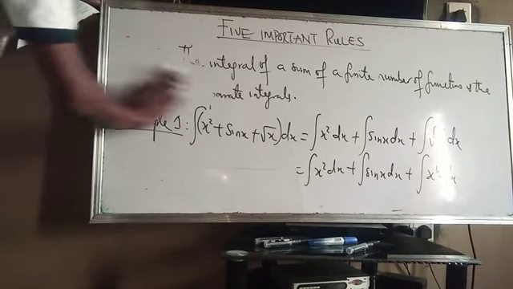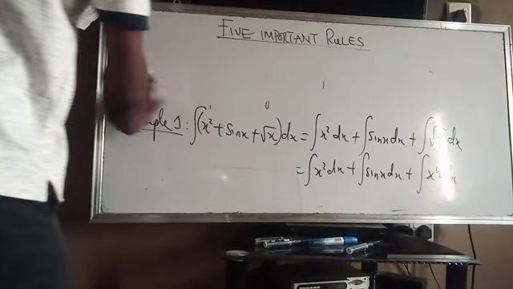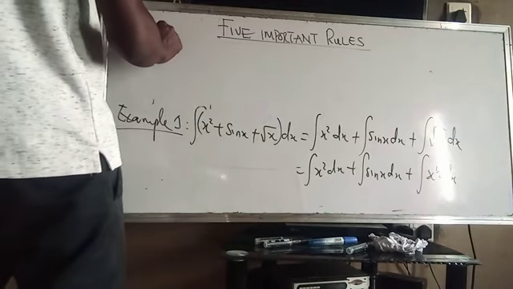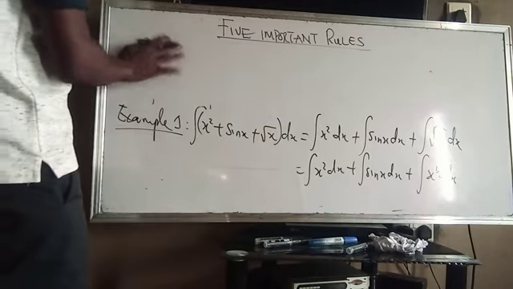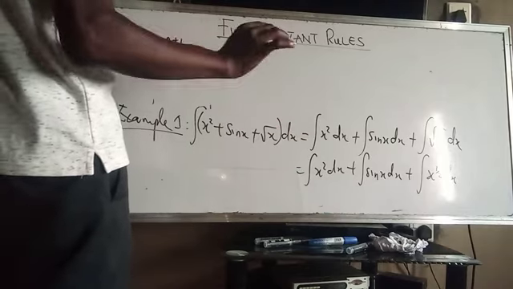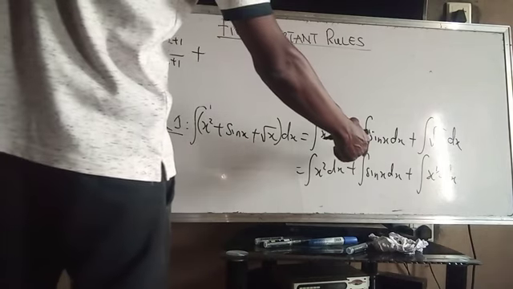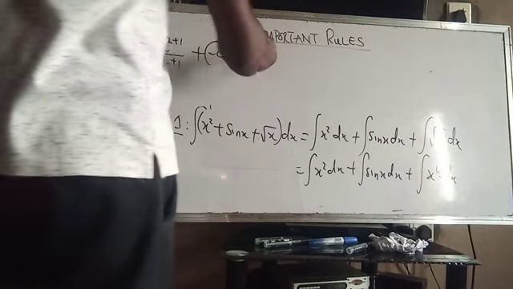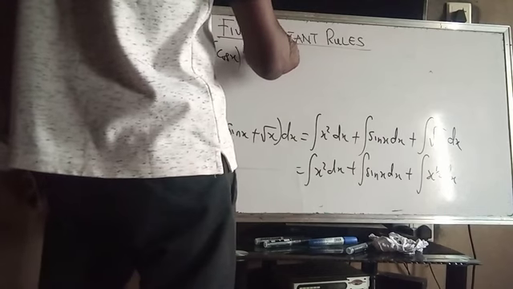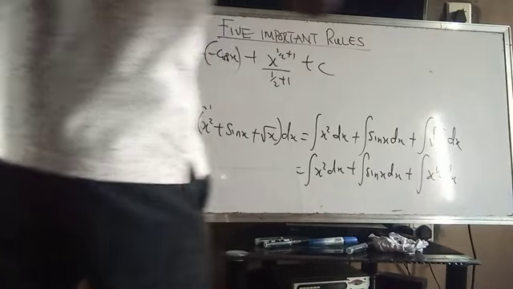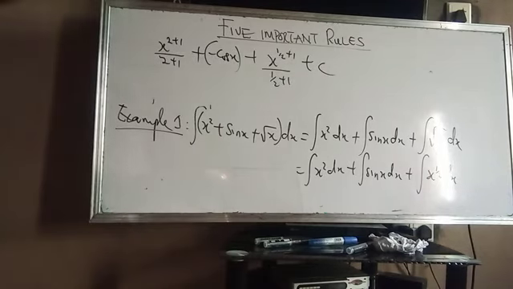Now integrate. You apply the rules. Let's integrate. The first one, x raised to the power 3, that is, obviously you should have known, 2 plus 1 all over 2 plus 1. If you integrate sine x, you have minus cos x. Check the standard again. Then plus x raised to the power half plus 1 all over half plus 1, plus c. We cannot leave it like this, we have to evaluate completely.